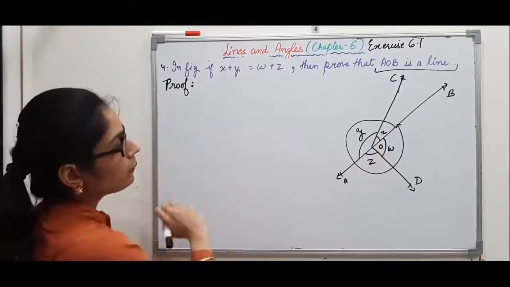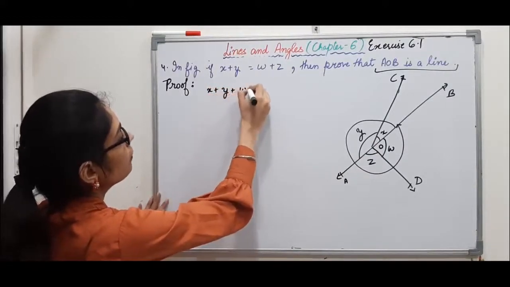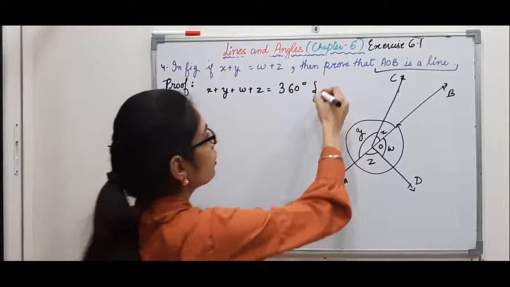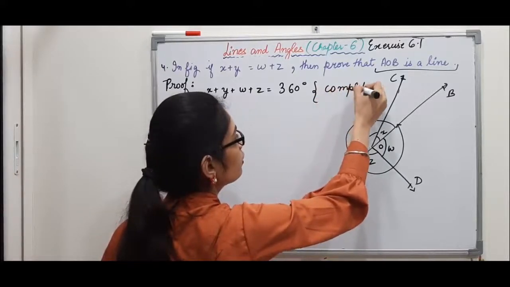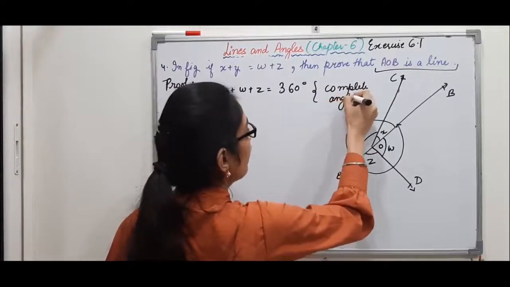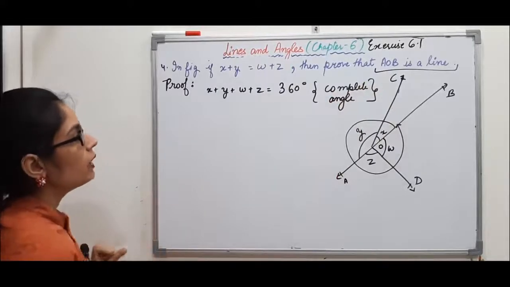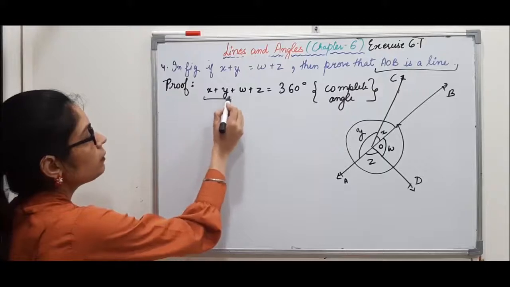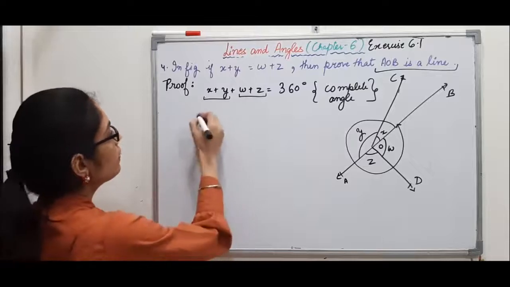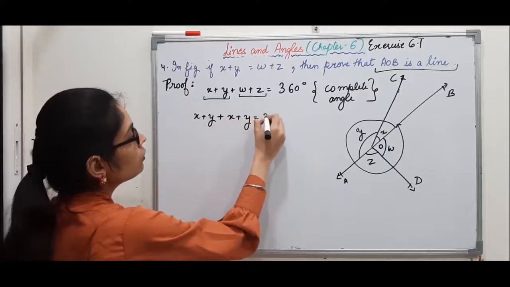So you can write x plus y plus w plus z is equal to 360 degrees. Full rotation angle or complete angle you can mention, and this way the circle also we can show here. So it is a complete angle if we add all the angles. So the sum of all the angles is equal to 360 degrees. Now this thing is given to us, that x plus y is equal to w plus z. So what we'll do here, we'll just write x plus y plus x plus y is equal to 360 degrees.